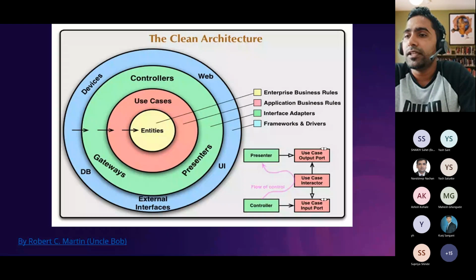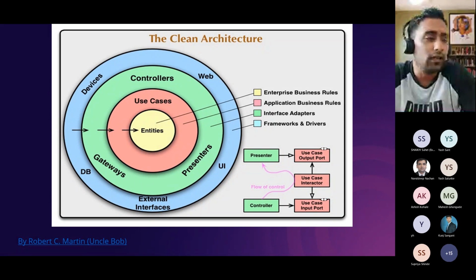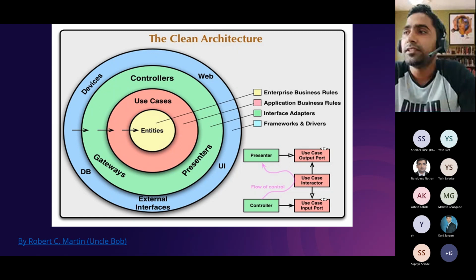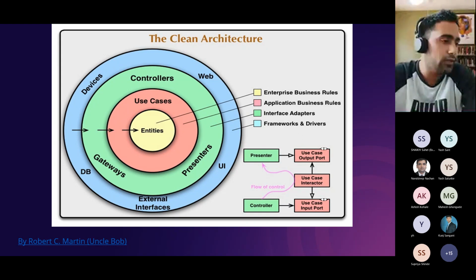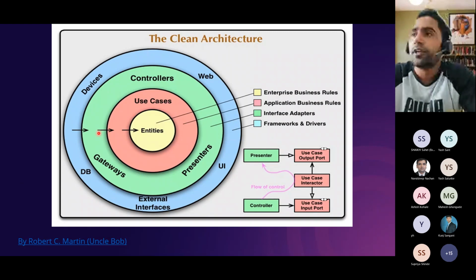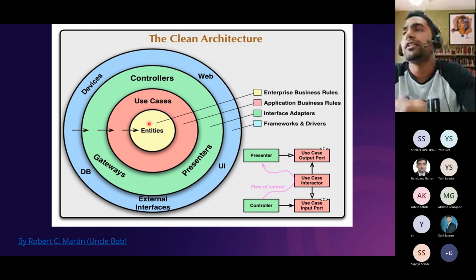So among them, this is one of my best diagrams that I feel is shared by Uncle Bob, Robert C. Martin. This gives a pretty good idea how the application or the architecture should look. So here we can see the entity at the center of the application.